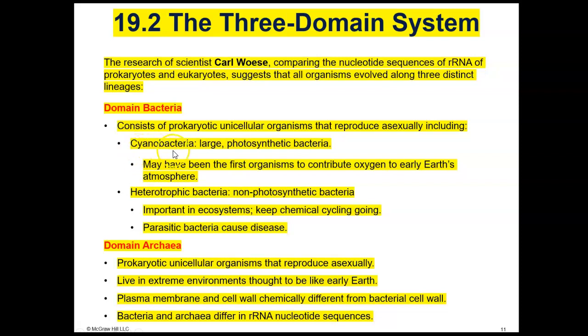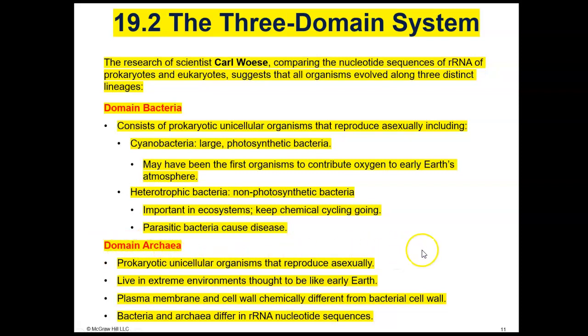Some examples are the cyanobacteria. These are photosynthetic bacteria, and heterotrophic bacteria, which are not photosynthetic bacteria. Some of these are important in our ecosystems, and some are parasites that cause disease. And then we move on to the domain archaea.